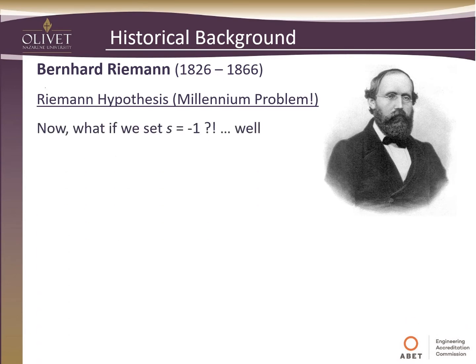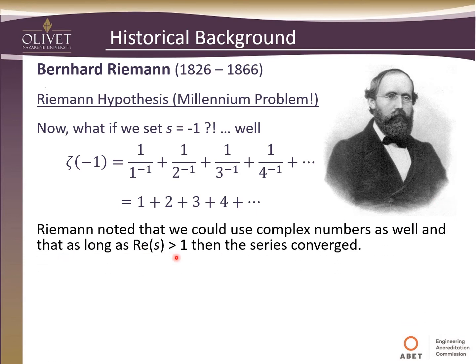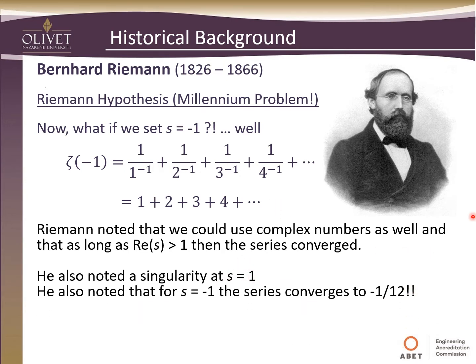Let's say we set s equal to -1. Well, if we plug in -1 to the zeta function, you can see we just get the summation of all natural numbers. Riemann noted that we could use complex numbers as well, as long as the real part was greater than 1, the series would converge. That was a pretty amazing finding that he came up with. He also noted that at s equal 1, there is a singularity that causes some problems. And he also noted that the series converges at -1. We'll talk about that in a later slide.